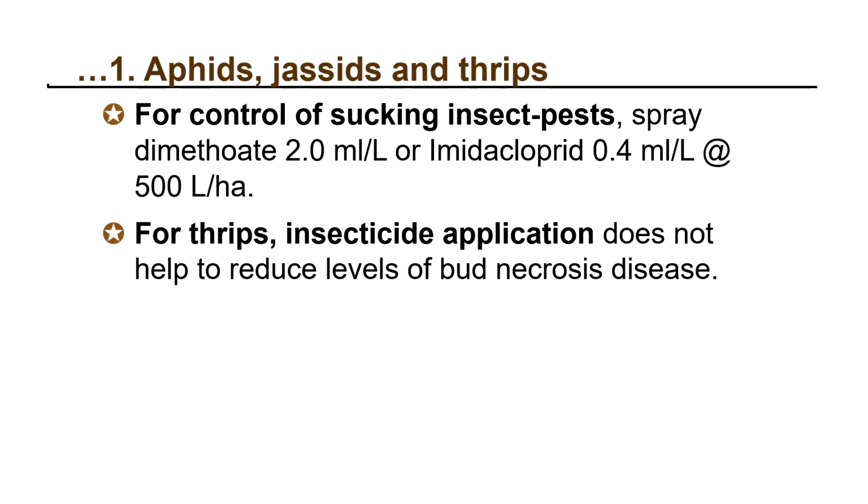For control of sucking insect pests, that is aphid, jassid and thrips, spray dimethoate 2 ml per liter or imidacloprid 0.4 ml per liter at the rate of 500 liter per hectare. Means either of these two can be chosen and mixed in the 500 liter of water and go for spraying. For thrips, insecticide application does not help much to reduce levels of bud necrosis disease.